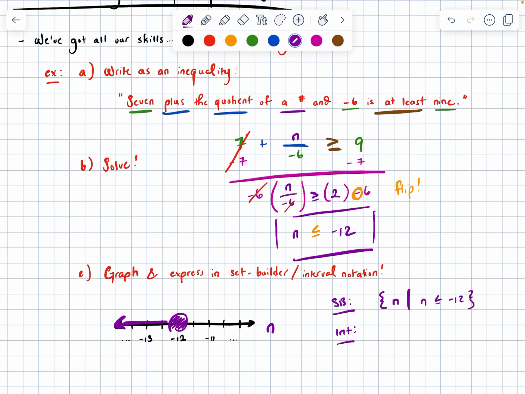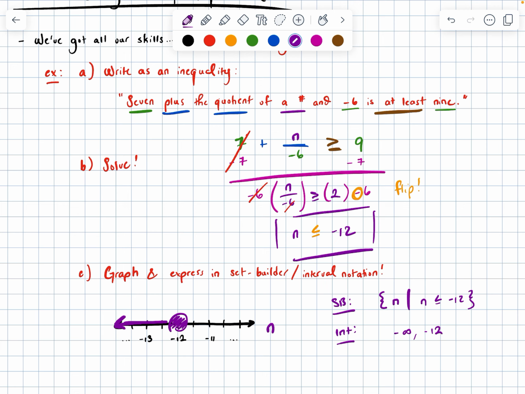Close it with my n squiggly bracket. Interval notation, again, I'm asking what part of the number line am I interested in? What have I shaded in? Well, on the left, there's no clear start point. I'm going all the way off to negative infinity. And on the right, I end at negative 12.